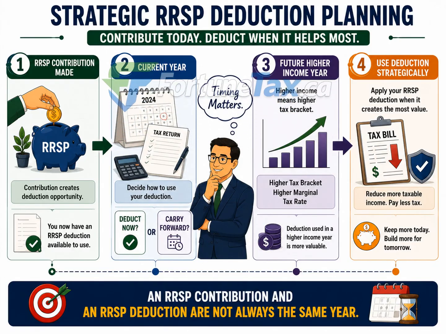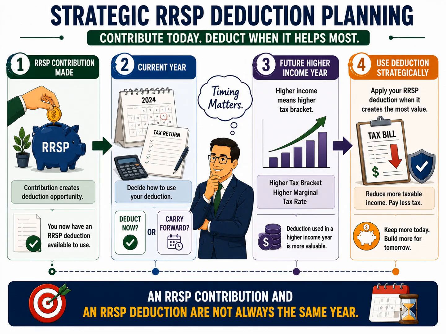This slide introduces one of the most powerful ideas in RRSP planning. Many people assume that making an RRSP contribution automatically means claiming the deduction immediately. But experienced advisors know that those are actually two separate decisions. The contribution and the deduction do not always have to occur in the same year. That distinction creates a valuable planning opportunity.